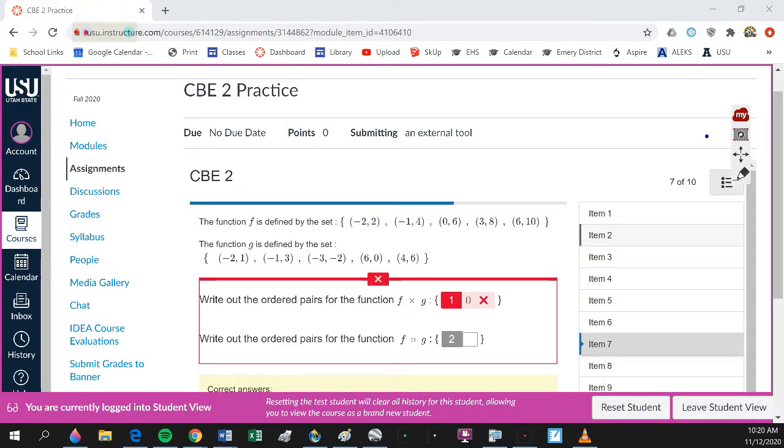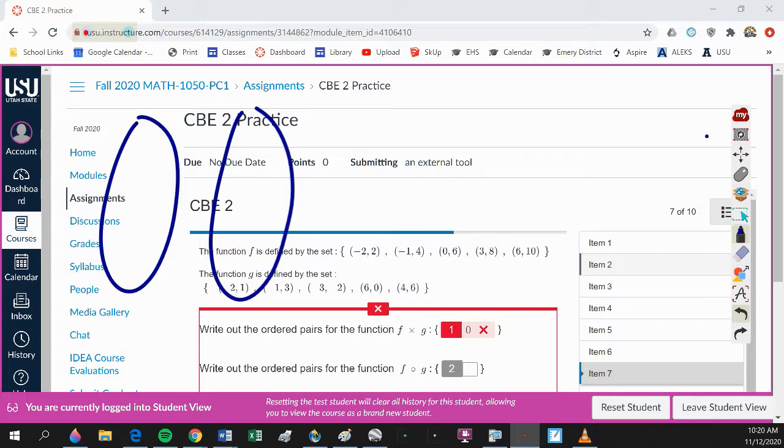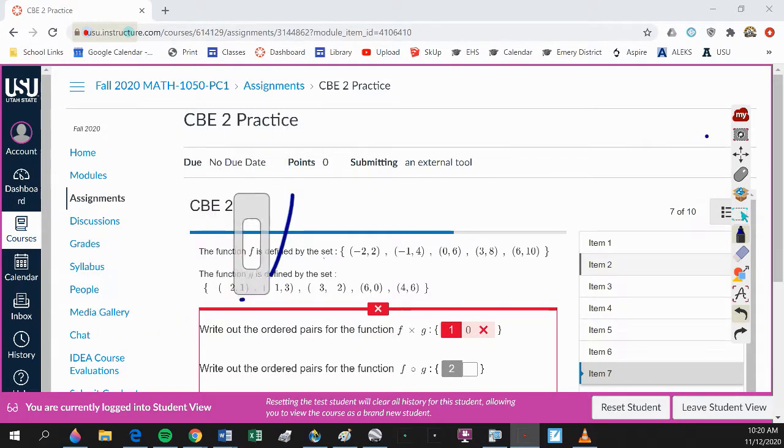So, here's what f does. Oh, that's not what I meant. This is f of x. So f of x takes -2 and attaches it to 2. Well, let's just do it this way. So this gets attached to that, and that gets attached to that, and so on. And then g also does some things. So it wants us to do f of x times g of x.